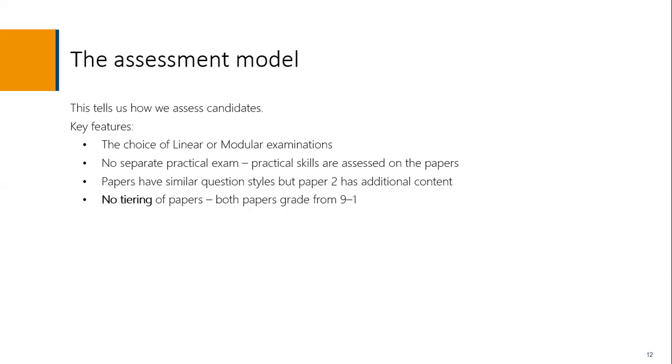There are two papers, paper 1 and paper 2. Both have similar style questions, but paper 2 has additional content that won't appear in paper 1. And the papers are no longer tiered. They both can be graded from 9 to 1, which is the new grading in which 9 is the highest and 1 is the lowest.